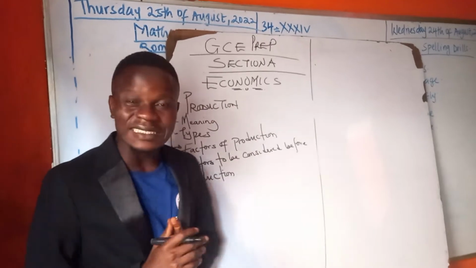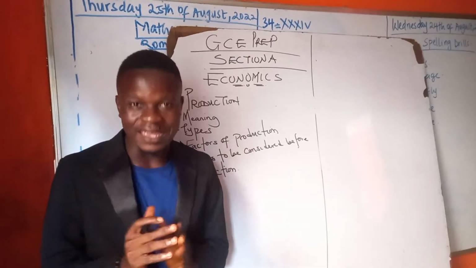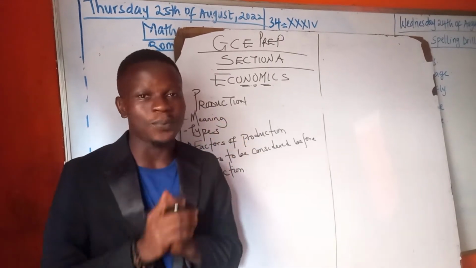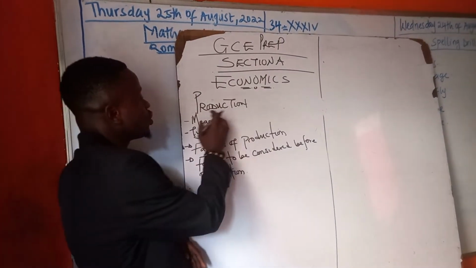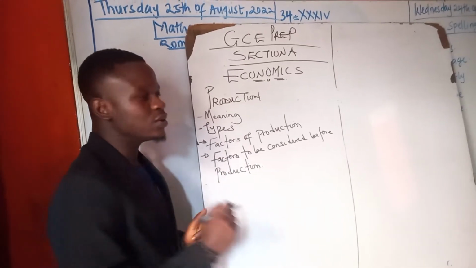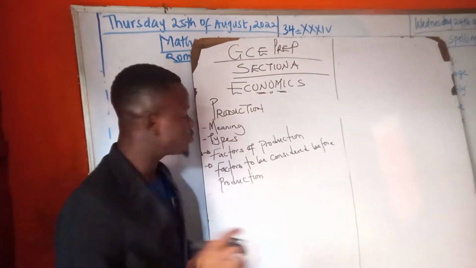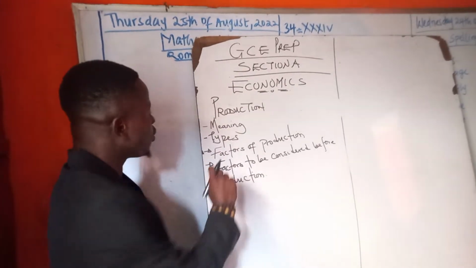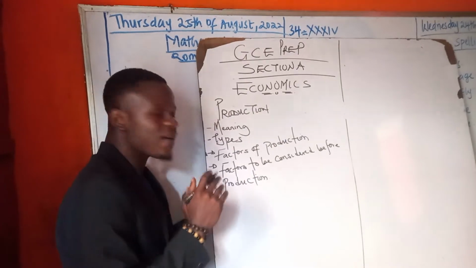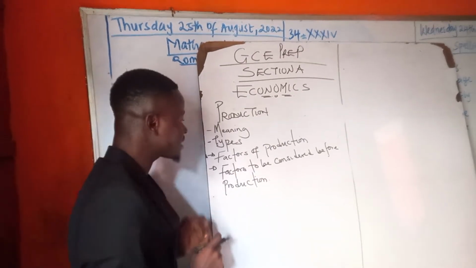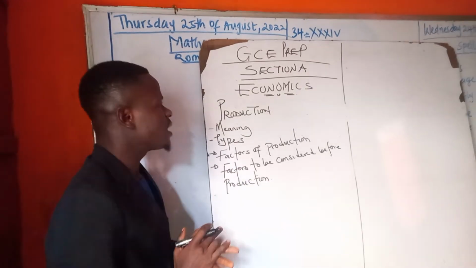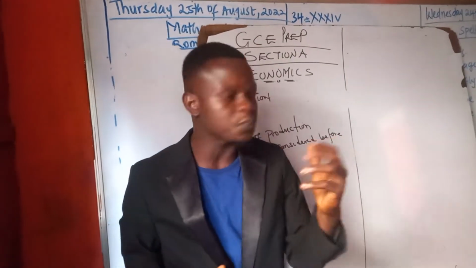If you are writing GCE this year, I would like you to pay attention to this topic because it is very important. So I'll be teaching you on production now. Before I start my class, I'll let you know the outline of the class. Firstly, I'll be teaching you the meaning of production, then types, then factors of production, and lastly, factors to be considered before production. Now, you may want to ask me, what is production?